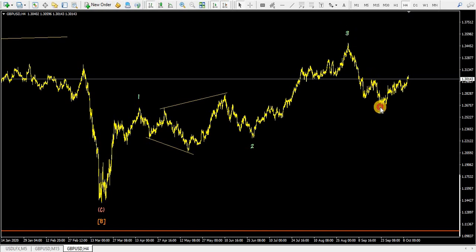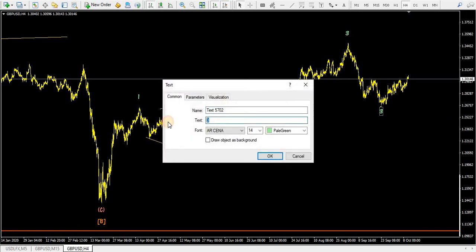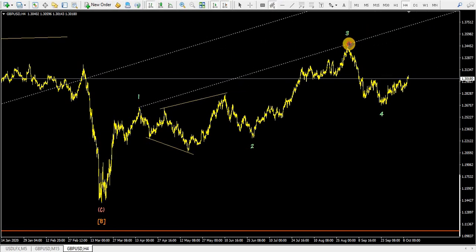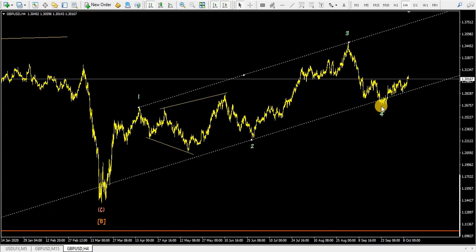This is definitely a truncated zigzag. So I'm seeing a truncated zigzag happening over here. So then we've got a 1, 2, 3, 4, and we're building our 5th wave over here. Let's see how it plays with our channel. Yeah, man, and it does. It fits within the channel here. So I am pretty happy with that count.